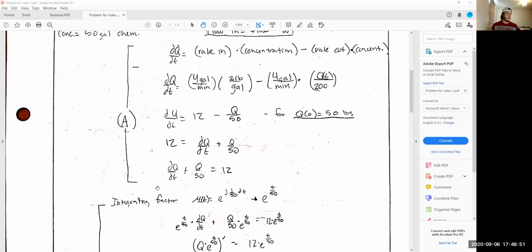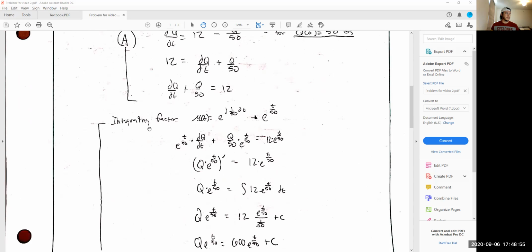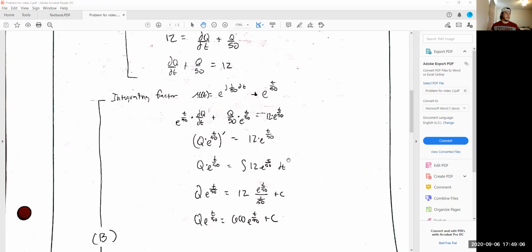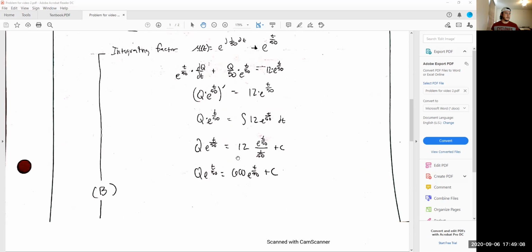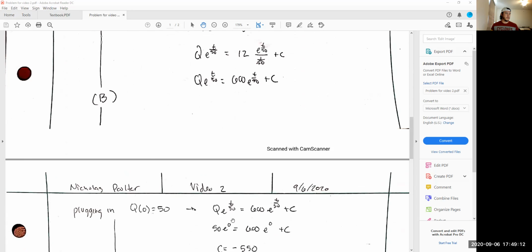So I've outlined that here, but moving forward in the differentiation, we have to utilize integrating factor. That becomes e to the T over 50 from the Q over 50 we have right here. Then differentiating further, we move down and we get Q e to the T over 50 equals 600 e to the T over 50 plus C.